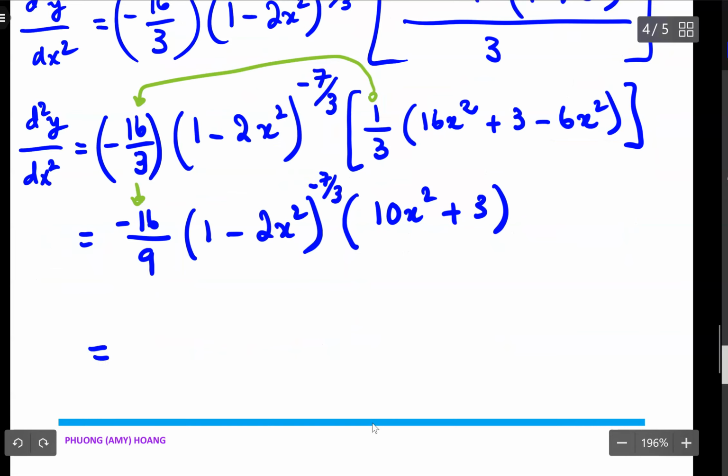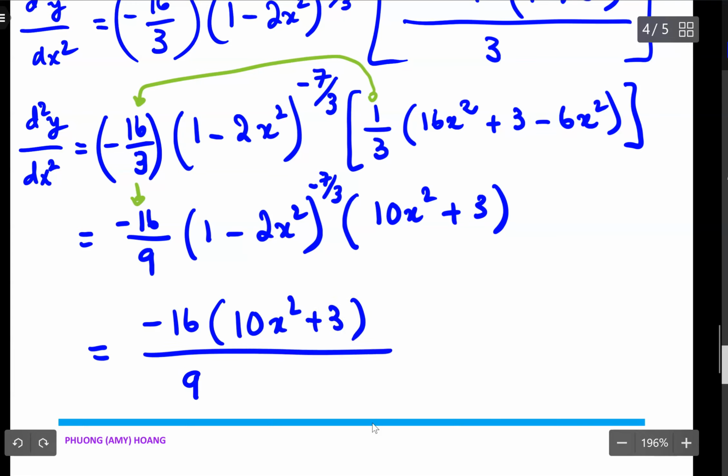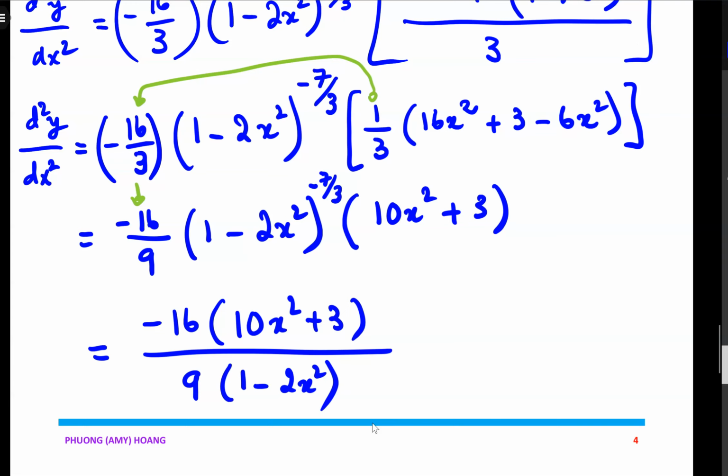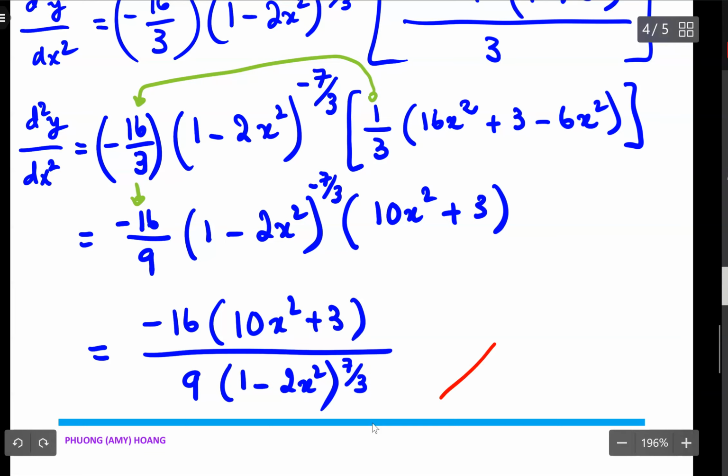Okay, so now I am going to write it with a positive exponent. It means I will write negative 16 multiplied by 10x squared plus 3. 9 still remains as the denominator, but I will bring my 1 minus 2x squared to the denominator, and I will change this to a positive exponent of 7 over 3. All right, so let me rewrite the number 7 over 3 to make sure that everyone understands that I made that into a positive exponent. Okay, so I think we are good.